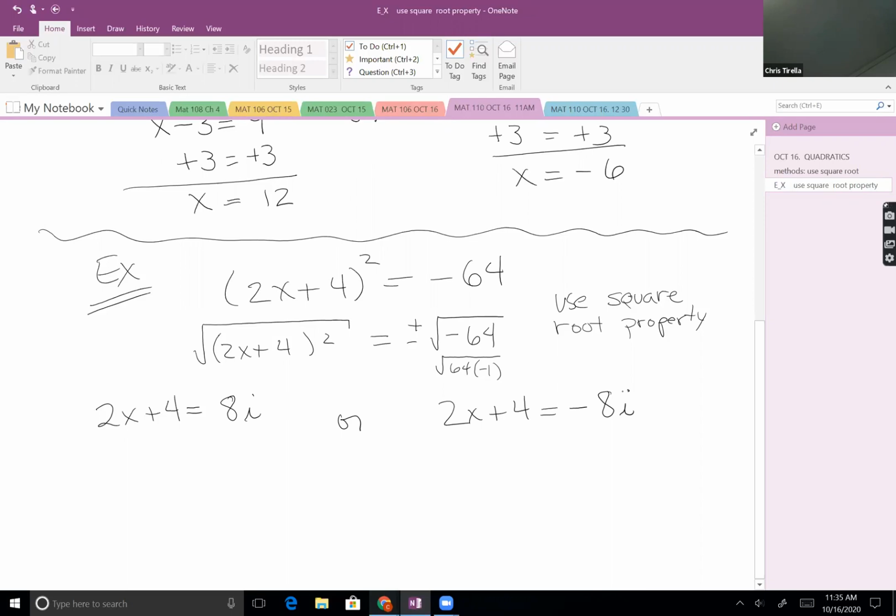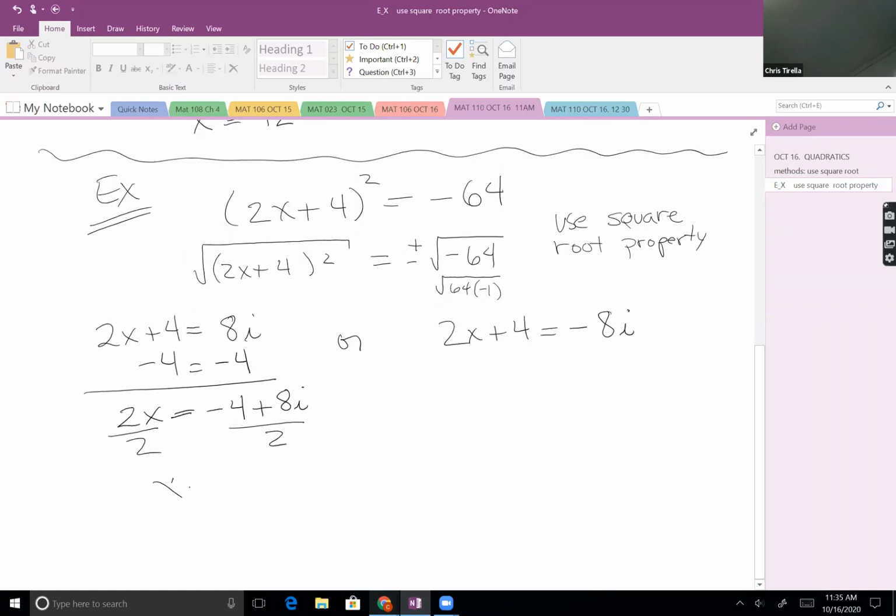Not hearing any complaints, I'm going to go ahead now and solve each side for x. On the left, I'll subtract 4 from both sides, and I get 2x equals, everybody remember, these are not like terms, so I'm going to have to leave that as negative 4 plus 8i. And then to solve for x, we'll divide by 2. And we'll get x equals negative 2 plus 4i, remembering that we have to divide both terms of that numerator by the 2.